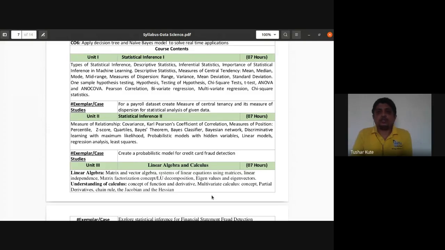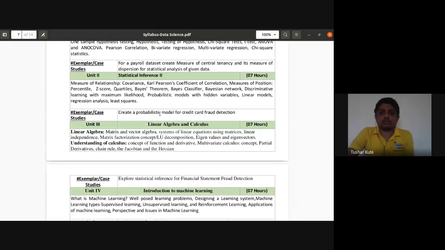Then unit number 2 focuses on some advanced level of inferences like relationship measures or measures of position. How to identify relationships. A relationship measure is given in the first unit also, that is Pearson correlation. That correlation is taken in the second unit also. You can see Karl Pearson's correlation coefficient is there. So the topic is duplicated. And for some parts, like linear models and regression analysis, here and also above we can see similar regression analysis, so maybe that will be taken again. Then we'll see the probabilistic model for credit card fraud detection. That also we'll see practically as a case study.